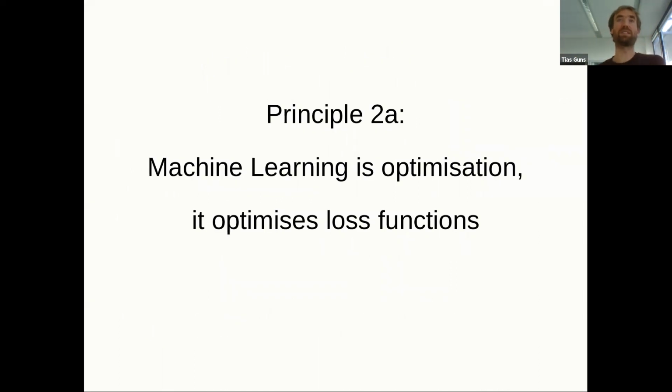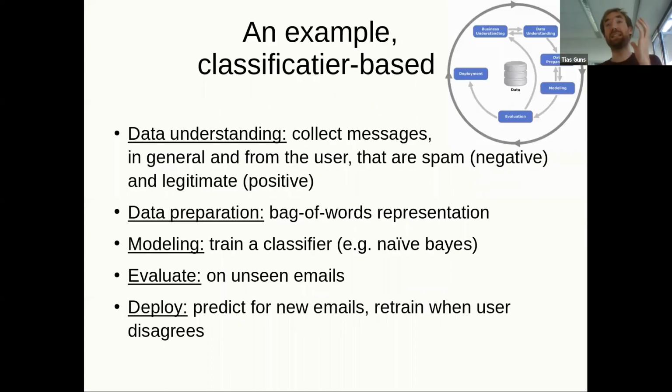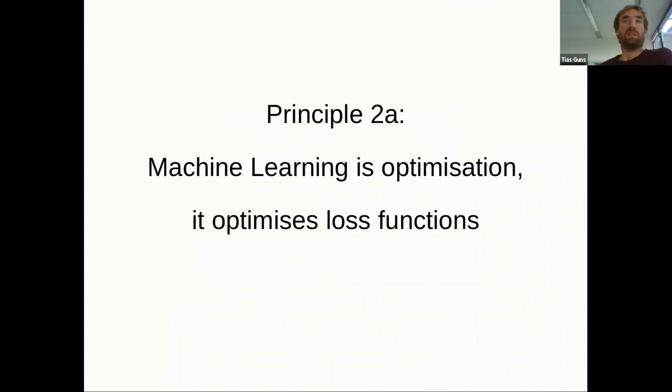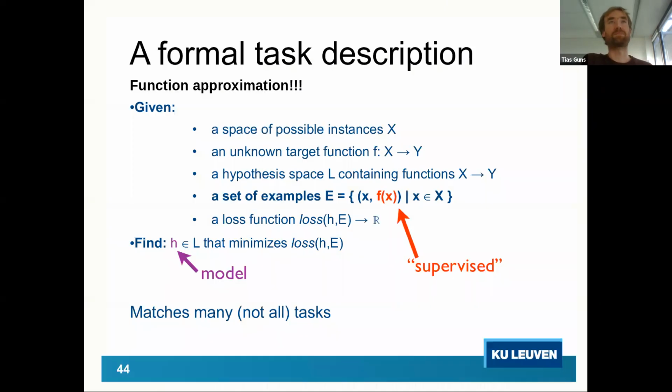All right, so that's really the first principle: it always is a process and you always need multiple iterations to make sure that you're solving not just a machine learning problem, but the actual problem domain problem. The second principle then is that machine learning is optimization. And that's good news for us constraint optimizers. And more specifically, it optimizes loss functions. So all of machine learning is actually mostly continuous optimization.